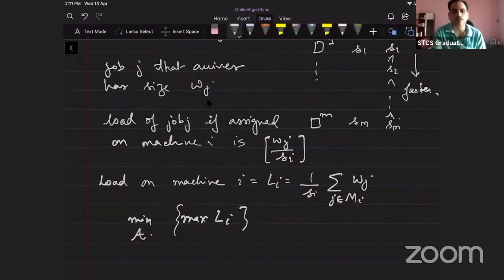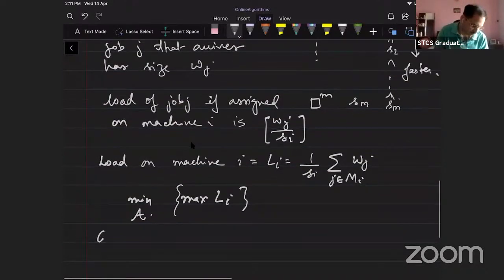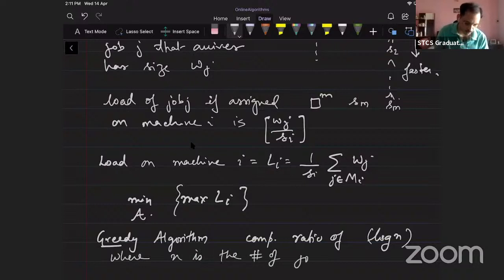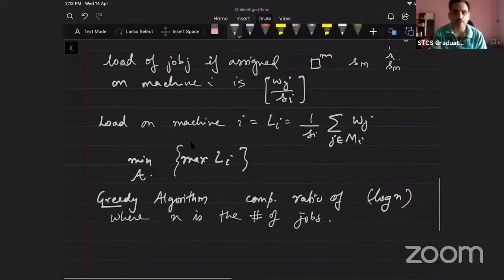All right, is the problem clear, how it is different compared to the simpler problem? Now you not only have to worry about what the load on these machines is, you also have to worry about what the speeds of these machines are when you do the assignment. So now the greedy algorithm doesn't really work very well. The greedy algorithm gives you a competitive ratio of log n, where n is the number of jobs. So you have to look at something non-trivial.